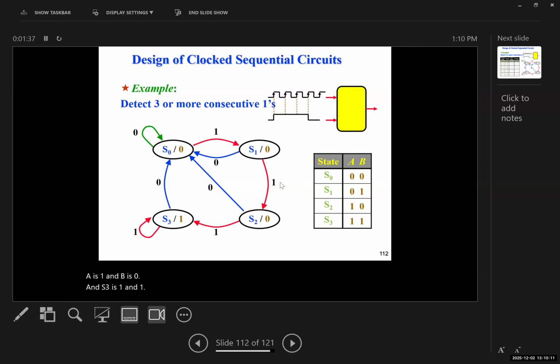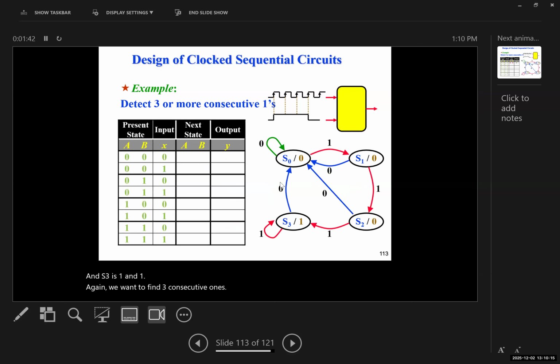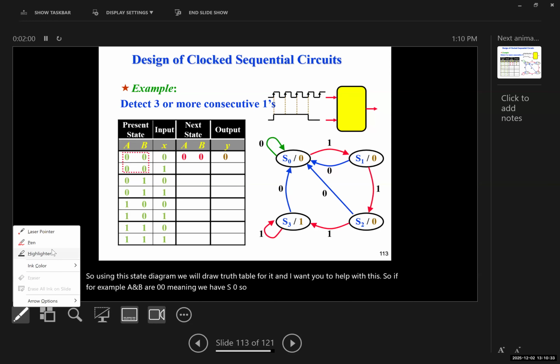Again, we want to find 3 consecutive ones. So using this state diagram, we will draw a truth table for it. And I want you to help with this. So if, for example, A and B are 0, 0, meaning we have S0. So this is, let me bring up the pen.